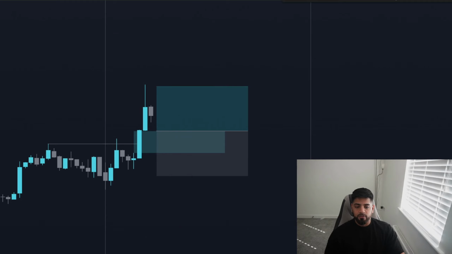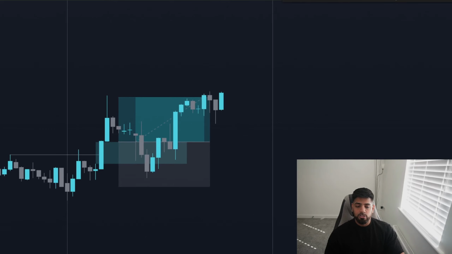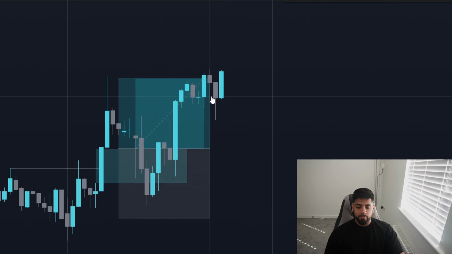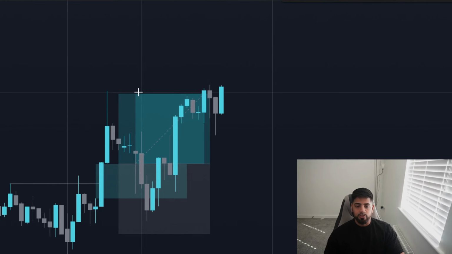And once we've done all of that, we can simply play price on. And you see that we get tapped in. Price does get really close to our stop loss. However, we then pump straight up to our take profit. So it's nice and simple, nice and easy.